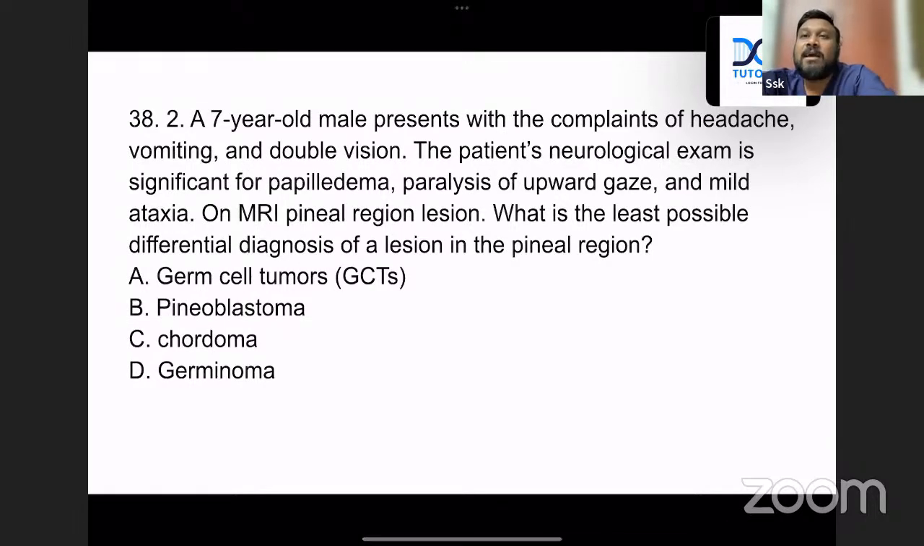A 7-year-old male presents to you with complaints of headache, vomiting, and ablation. The patient's neurological examination shows papilledema, paralysis of upgaze, and mild ataxia. So again, you are describing Parinaud syndrome. What is the least possible differential diagnosis? In children, the most common diagnosis will always be germ cell tumors. And then pineoblastomas can happen. Germinoma, which is a germ cell tumor, is a very good tumor that happens in this region. It has a very good prognosis. And what is not true is chordoma. Chordoma happens in adults. It is not a pediatric tumor.